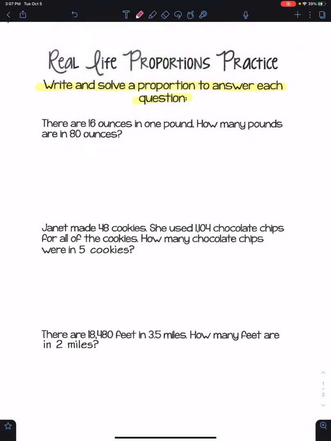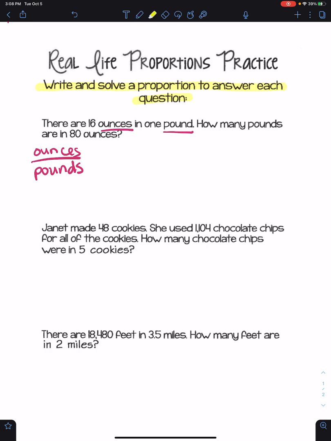How many pounds are in 80 ounces? So we are comparing ounces and pounds. I like to actually write the words first in a fraction, in a ratio. It does not matter if you put ounces over pounds or pounds over ounces. It does matter that both of the fractions in your proportion follow the same pattern. So if you're going to do ounces over pounds, both of the fractions in your proportion need to be ounces over pounds. You cannot stray from that once you've written it down.